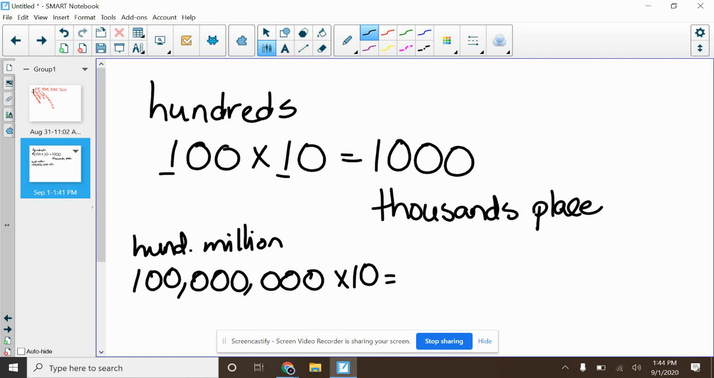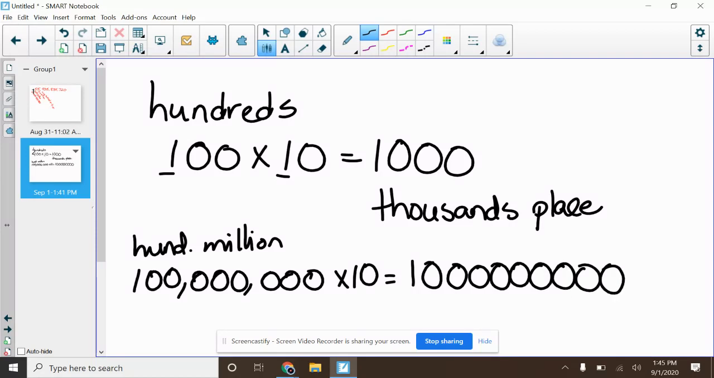What's my answer going to look like? Allie, what's it going to look like? The answer is going to look like a 1 and then billion, like spelling. How many zeros will it have? Count them right here. It's going to have 9 zeros behind it. So 1, 2, 3, 4, 5, 6, 7, 8, 9.